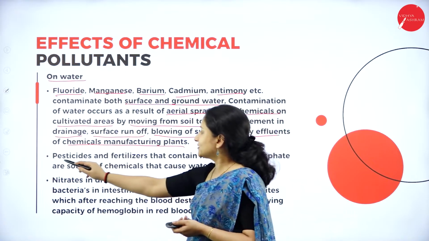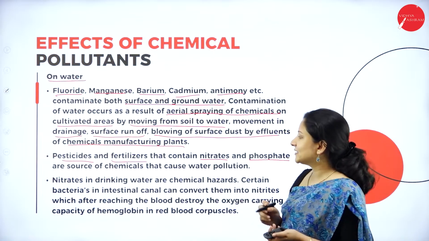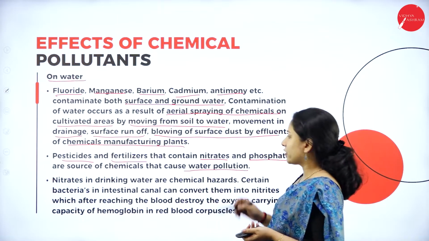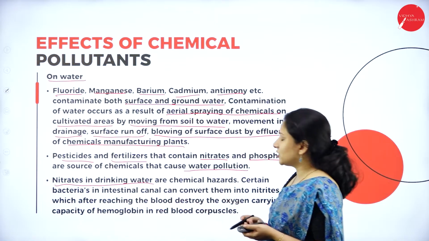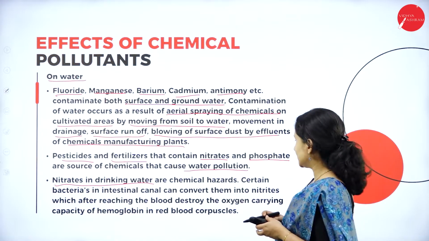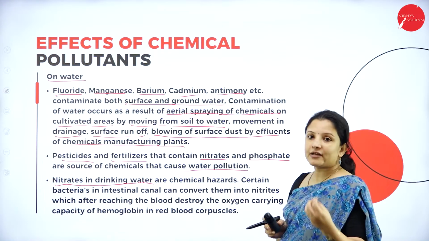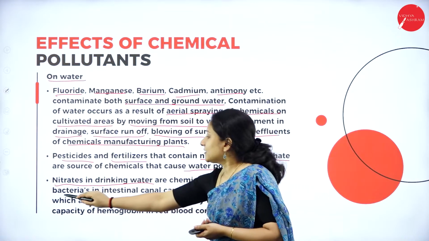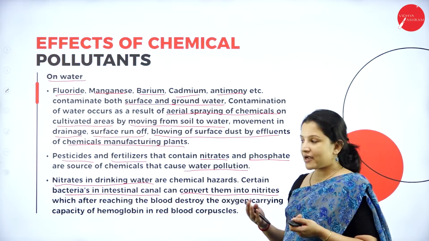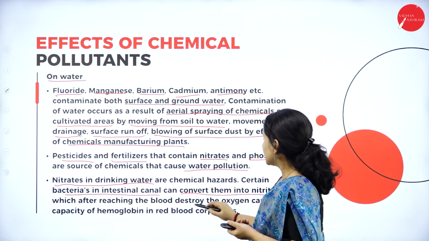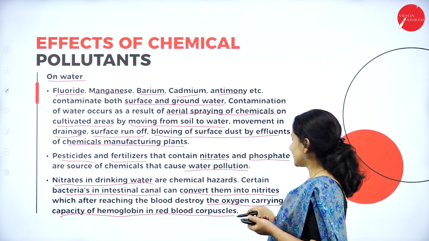And there are a lot of pesticides and fertilizers, especially fertilizers, which contain nitrates and phosphates that can cause chemical pollution of water. Nitrates, if they enter fresh water bodies, that is the drinking water, are quite hazardous or poisonous because they can enter the intestine, and in the intestine they can be converted. The nitrates get converted into nitrites, which after reaching the bloodstream of human beings can destroy the oxygen carrying capacity of hemoglobin in the red blood corpuscles.